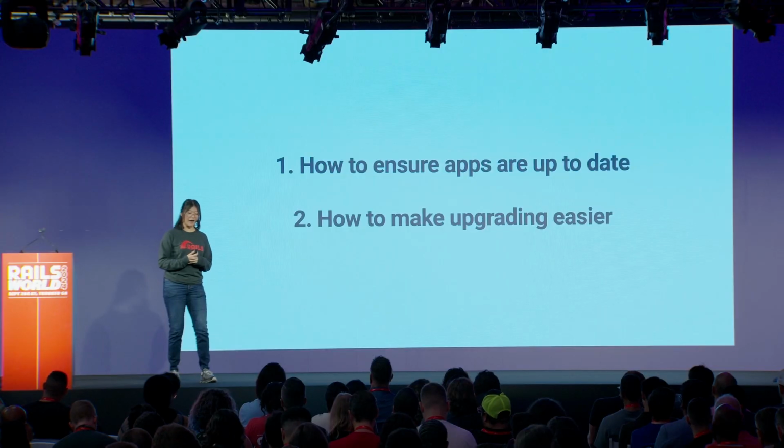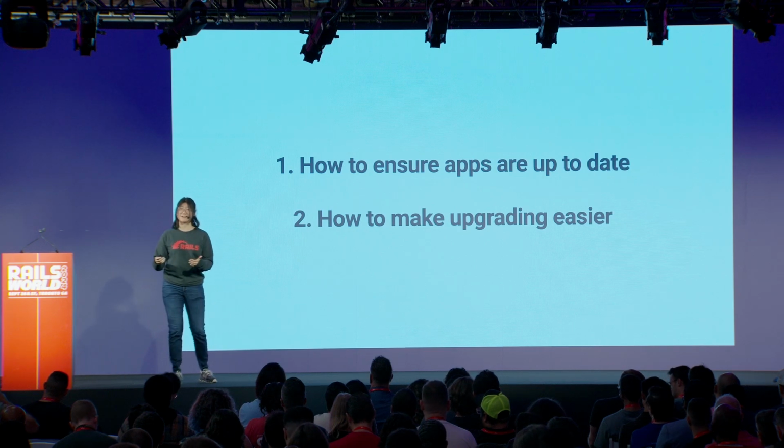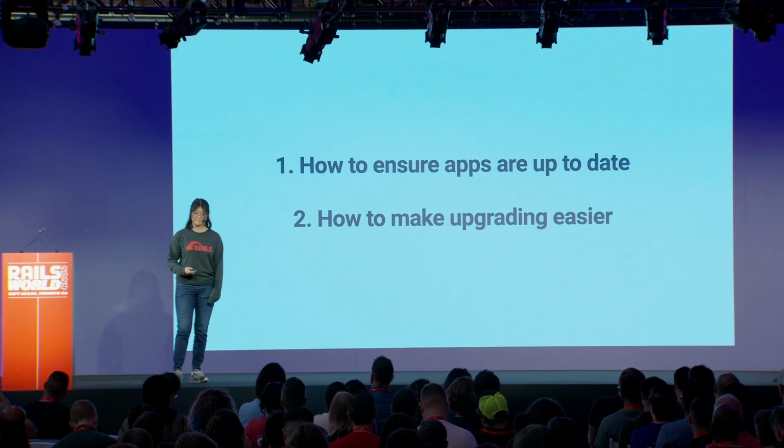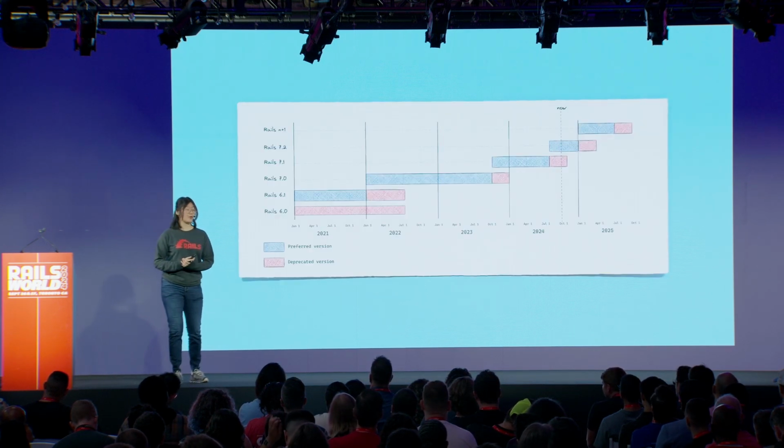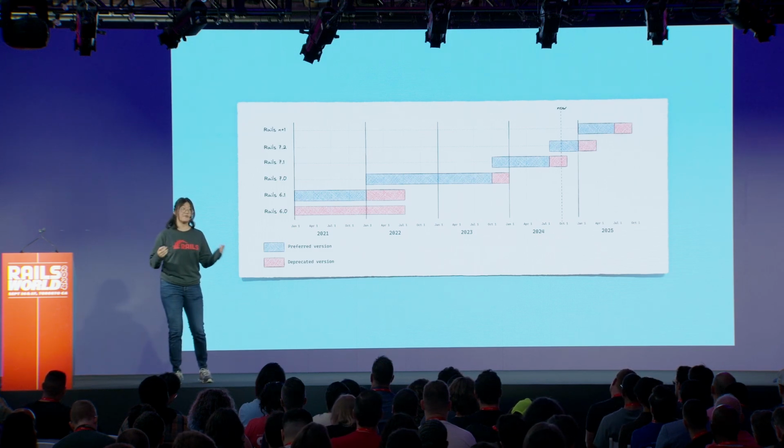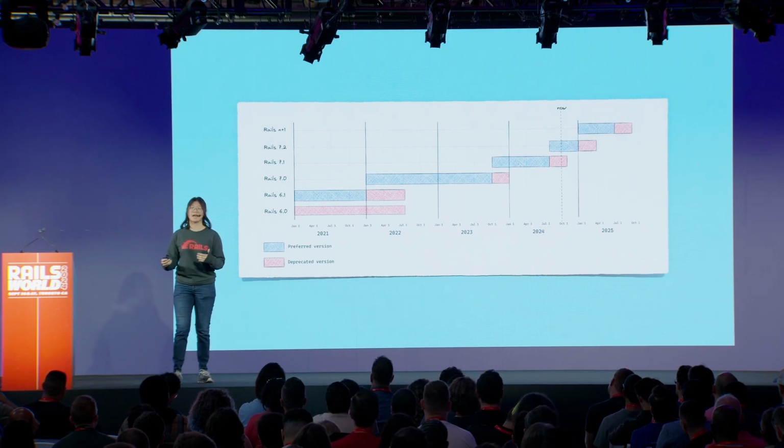Many just upgraded with a bundle update without migrating the load defaults, and many told the team that was a painful process. So we got two areas of improvement. How can we make sure that all our apps are up to date, and how do we make Rails upgrades just easier for developers? For the first point, we introduced an upgrade calendar for Ruby and Rails upgrades.